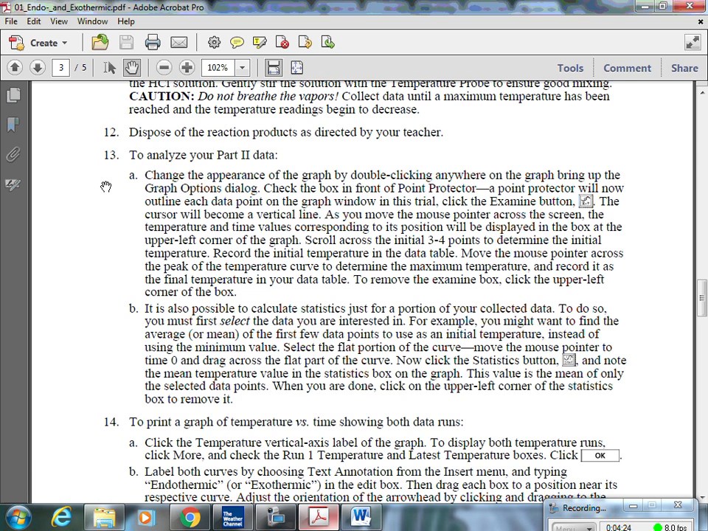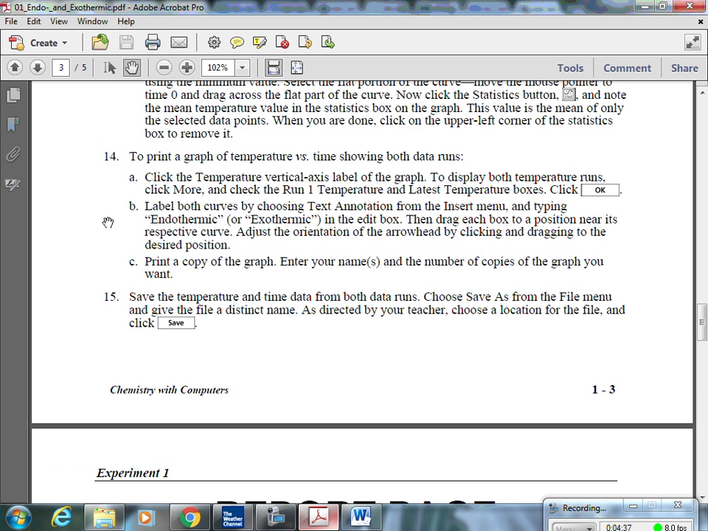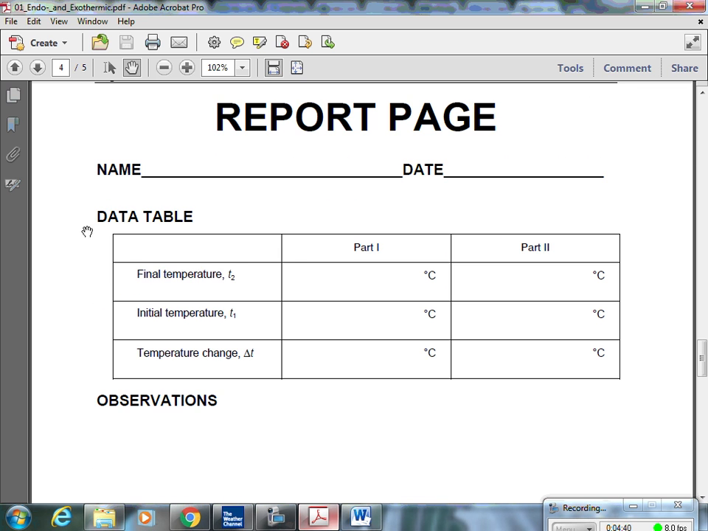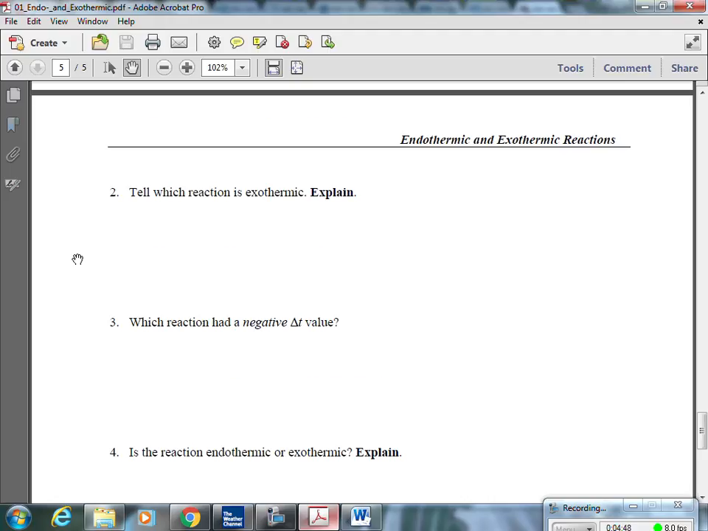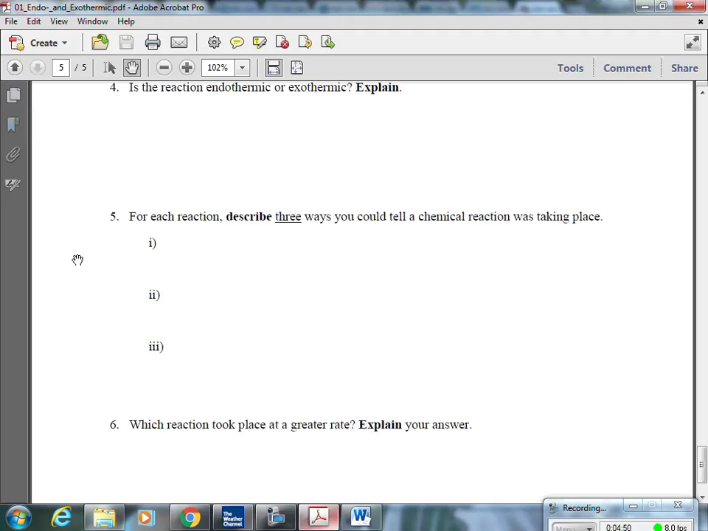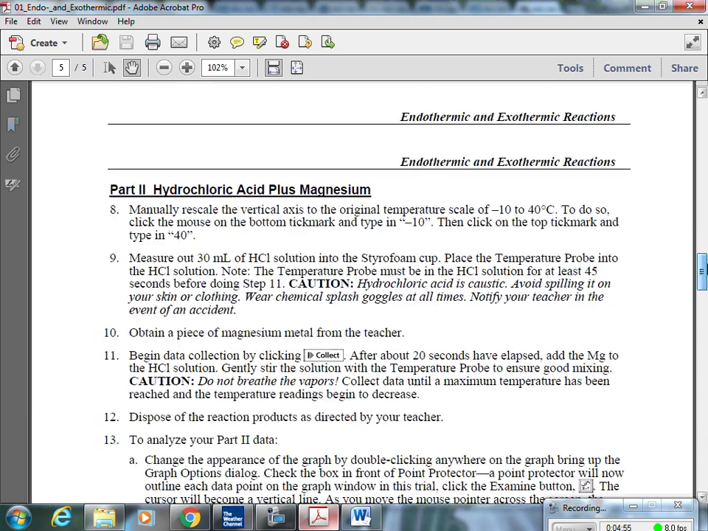We're also going to analyze part 2 of the graph, and then on step 14, it's going to tell you how to get both graphs, how to print both graphs. Make sure you follow the directions on how to do so. On the report page, you're going to need initial temperatures, final temperatures, and change of temperatures. We can use those values to determine which is endothermic and which is exothermic, which is actually our goal for this lab.